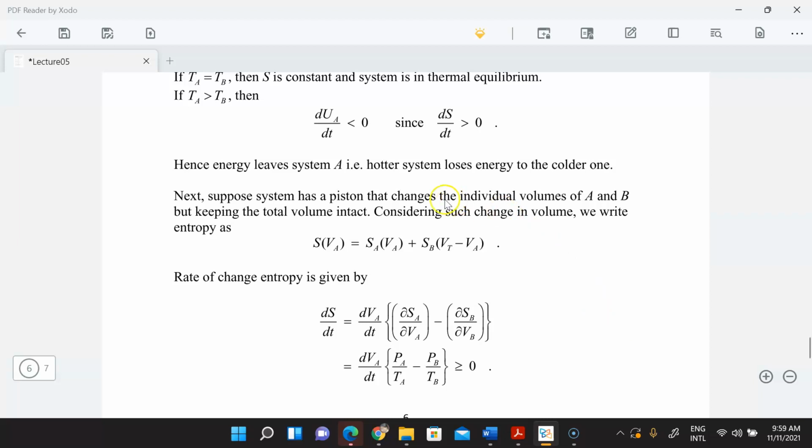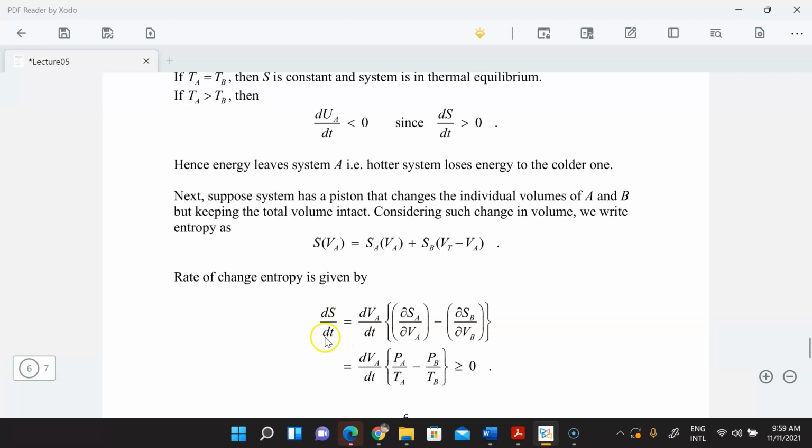So one considers that there's a piston that changes the volumes of the subsystems A and B. Again, over here we treat the volume of one particular subsystem as the variable. The total volume is intact. It doesn't change the total volume, but the individual volumes can change because of the piston. So we can write this as that, and then we again calculate the rate of change of entropy.